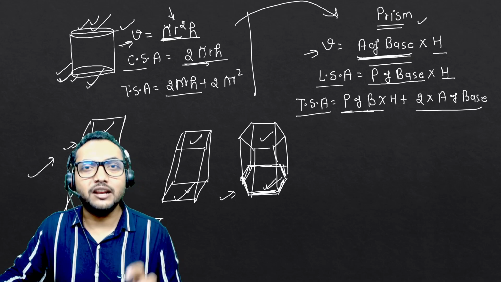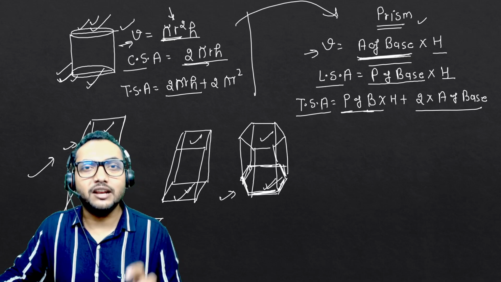Now what is the formula of TSA of a prism? So you will say you have to go to the cylinder. What is the formula to find out the total surface area of a cylinder? CSA, that means 2 pi r h, and area of the rest of the figures, that means these two circles. So 2 pi r is the perimeter of base, multiplied by height, plus 2 pi r square, that means area of two identical surfaces.